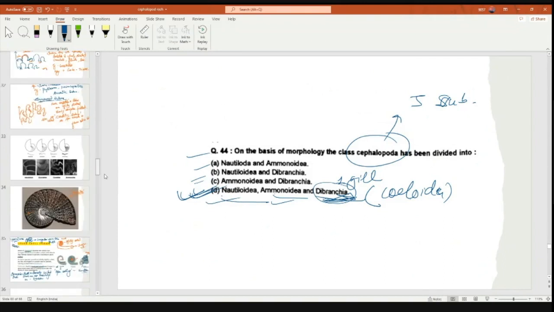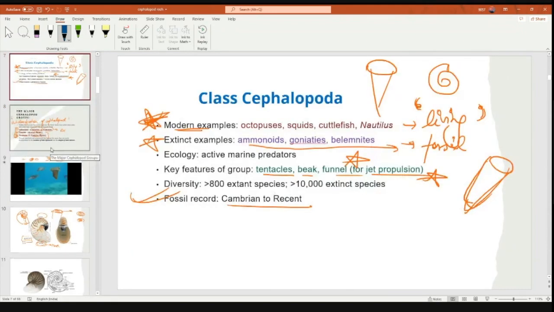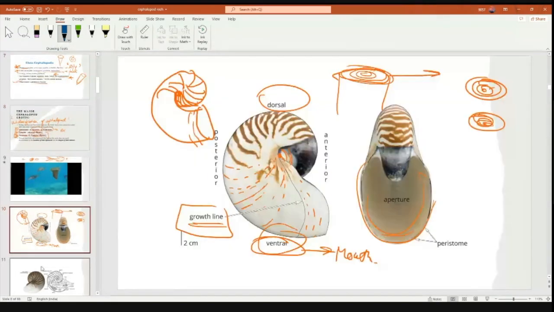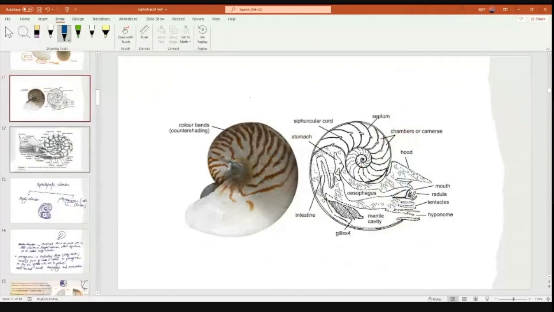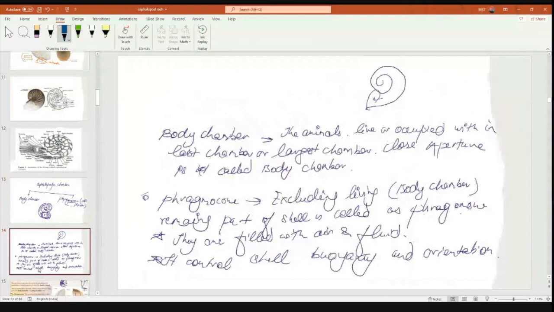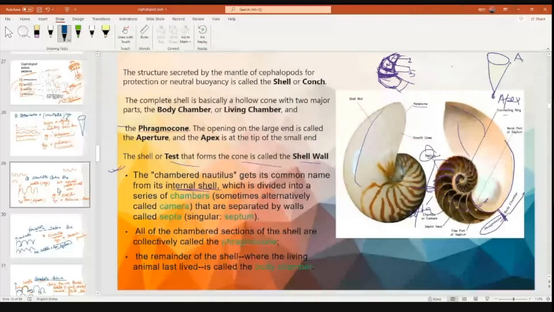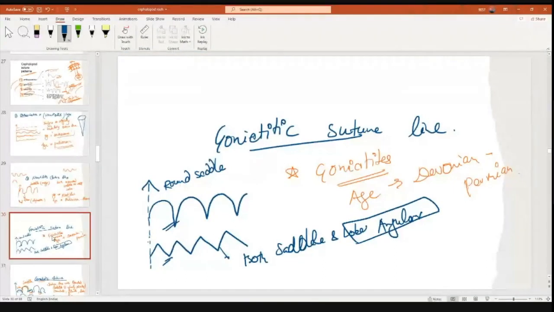Done guys? Is there any doubt till now? In cephalopod, is there any doubt? No, ma'am. Okay, so cephalopod is done. Okay, so this is all done. Body chamber, phragmocone, right? Okay guys, then let's end this class, and thank you so much for attending my class, and next time we will see.